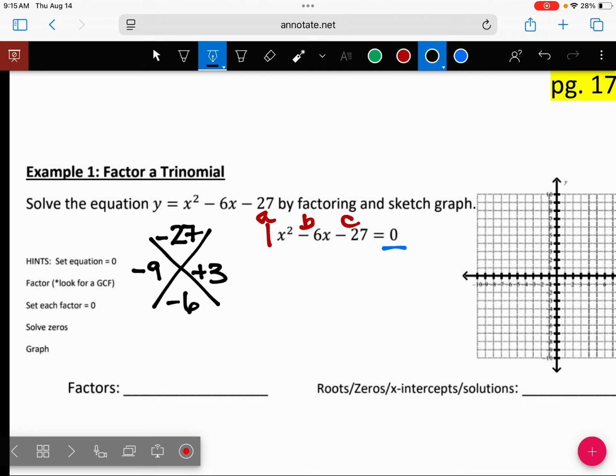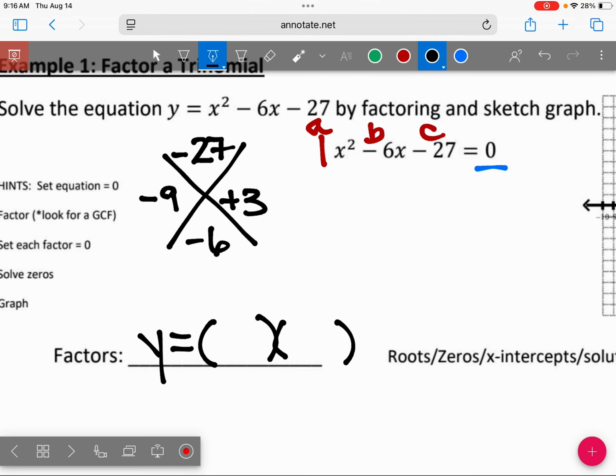All right, so because A is 1, remember we talked about this, you don't have to make a box. Now, if you really want to, I'm not trying to slow you down. But whenever A is 1, I am not going to make a box. I'm going to make my 2 parentheses. I'm going to put an X right here and here. And then I'm simply going to put the numbers that Tristan just gave me, which was -9 and +3. That's factor form, and we're done.